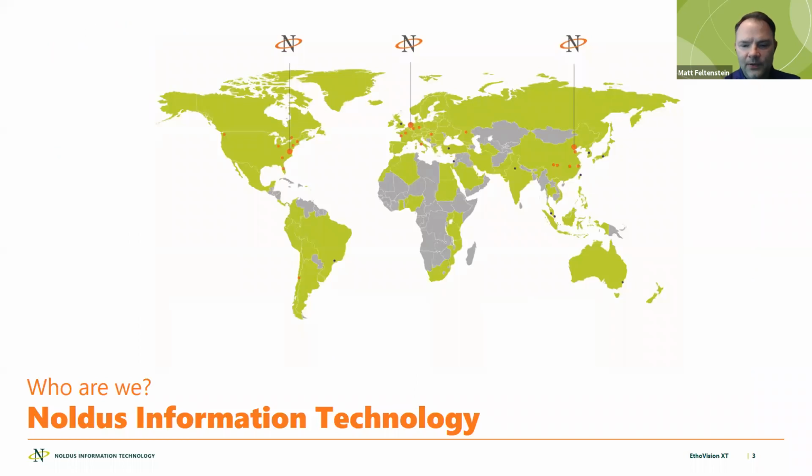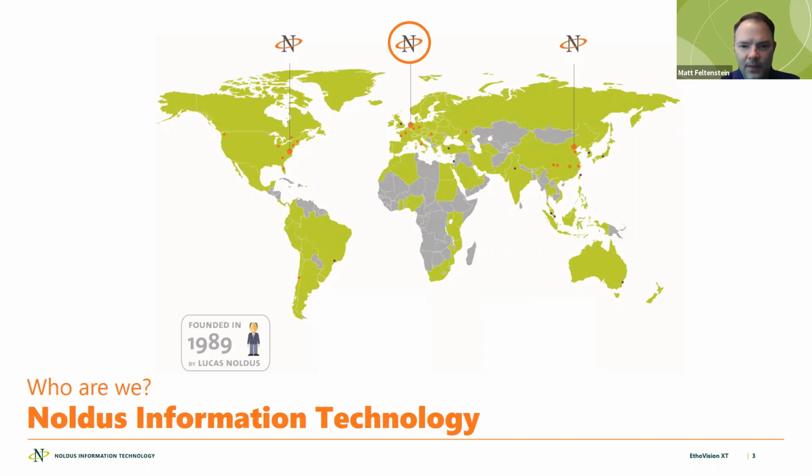So who are we? Who is Noldus Information Technology? Just to give you a little bit of background, the company was founded in 1989 by Lucas Noldus. Lucas has a PhD in animal behavior, and he developed our first software program, called The Observer, when he was doing his research in entomology to code insect behavior.